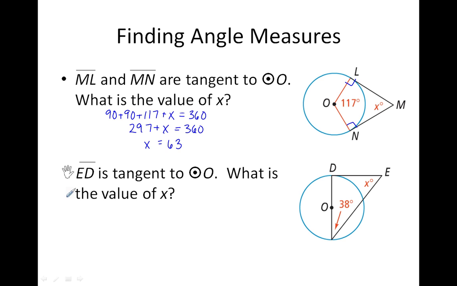Now in this second example, ED is tangent to circle O, which means I have a right angle at D. What is the value of x? Well, I have a triangle, and we know that all three angles of a triangle have to add up to 180. So I can do the same thing. 90 plus 38 is 128. If I subtract 128 from each side, I get x equals 52.